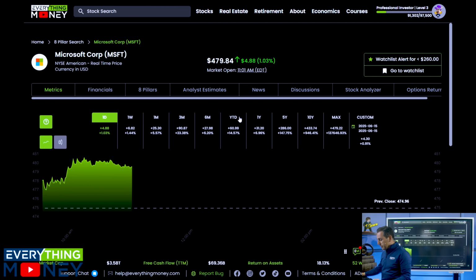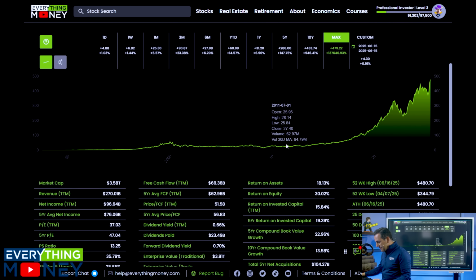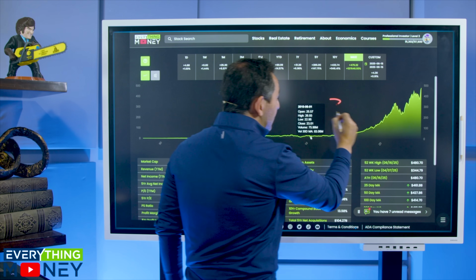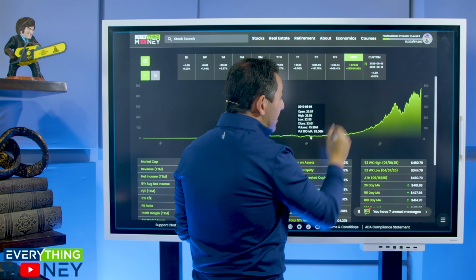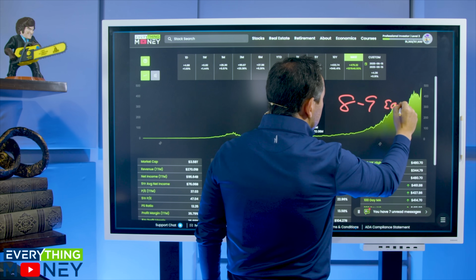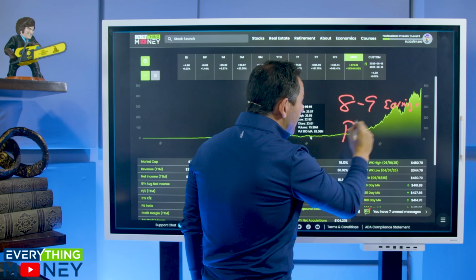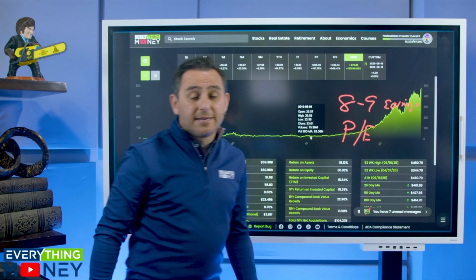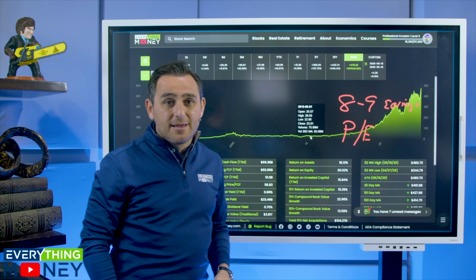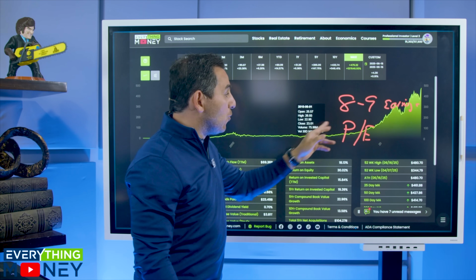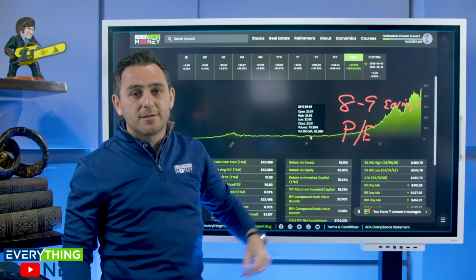Well, we're going to go to our pricing here. Max, middle of 2010, this stock was selling for $23 per share, and it was making $2.13 per share. It was selling at one point, actually, I remember, for 8 or 9 times earnings. The PE was 8 or 9. Now, we look at Microsoft today, it's selling for 37 times earnings. And Microsoft's an incredible company, but what drove it down to 8 or 9 times earnings?